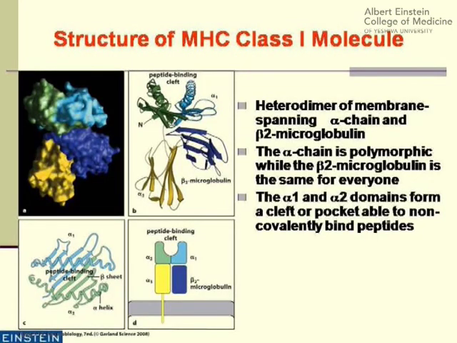Well, let's first go to the structure. If we look at the structure of the MHC molecule, the first thing, as I started talking about before, it's a heterodimer with a membrane-spanning alpha chain bound to the cell membrane over here, and a beta-2 microglobulin that is basically linked directly to the alpha chain. The alpha chain is polymorphic. It means that different genes can encode different alpha chains, whereas the beta-2 microglobulin is exactly the same for everybody.